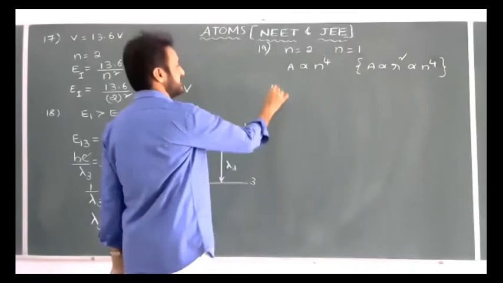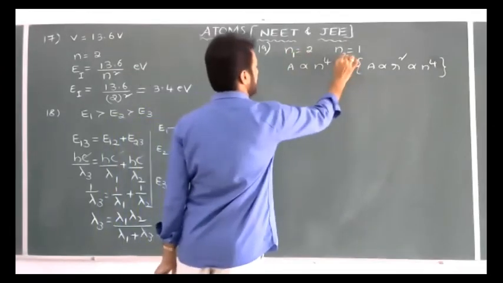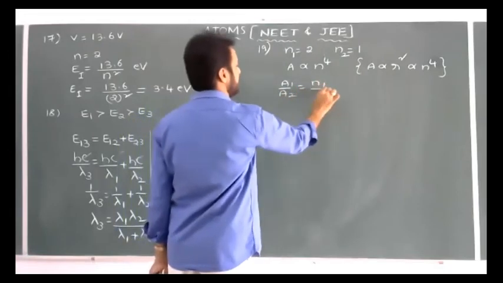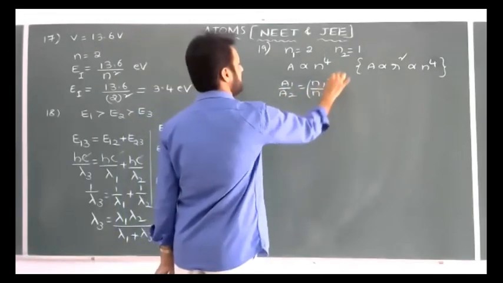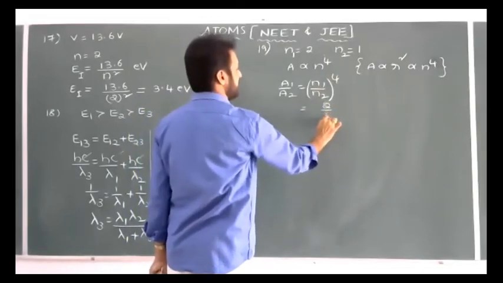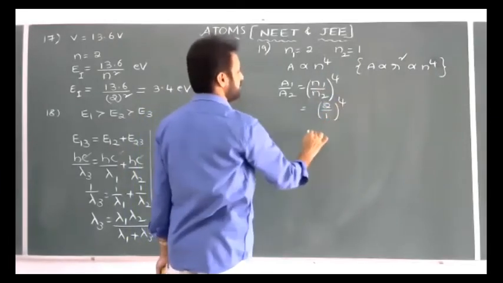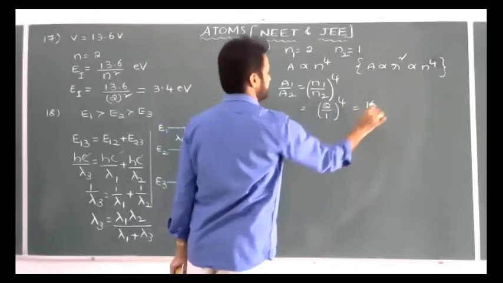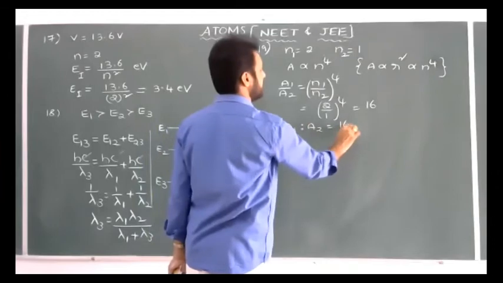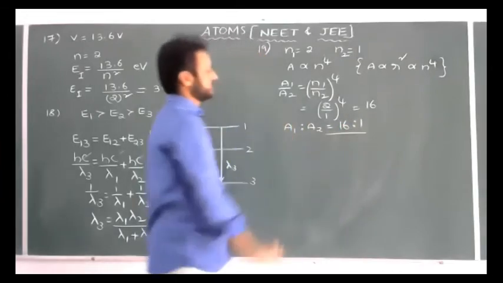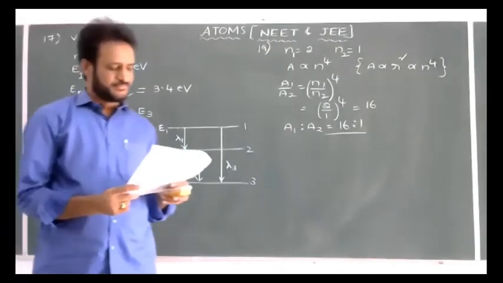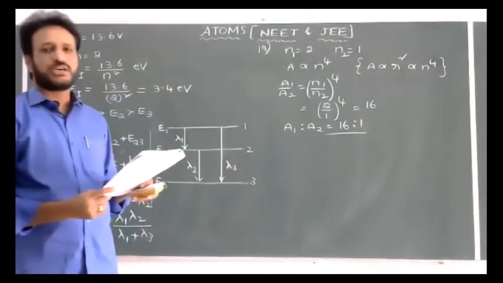Now write here, A1 by A2 is equal to n1 by n2 whole to the power of 4. With n1 equal to 2 and n2 equal to 1, whole power 4, 2 power 4 is equal to 16. Therefore, A1 is to A2 is equal to 16 is to 1. You should take the answer 16 is to 1. That is the 19th question. We should take the third option as correct.